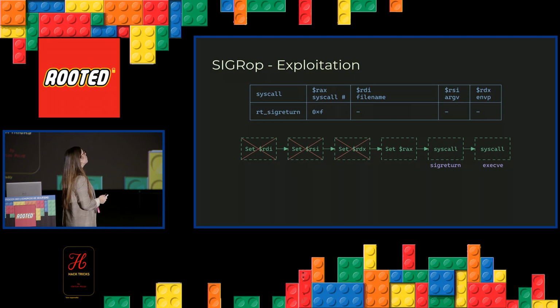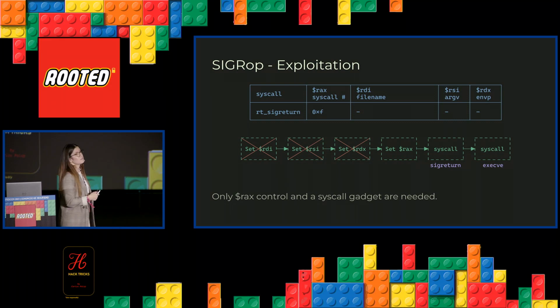And this is how the exploitation path changes. Basically, we don't need the first 3 registers anymore, so the arguments don't need to be under our control. We just need to control RAX, and after we set RAX to 0xf, we will directly jump into a sigreturn syscall, and as soon as the syscall ends, it will automatically execute the execve syscall because we have also set RIP to the syscall instruction. So now in this example, only RAX control and the syscall gadget are needed.